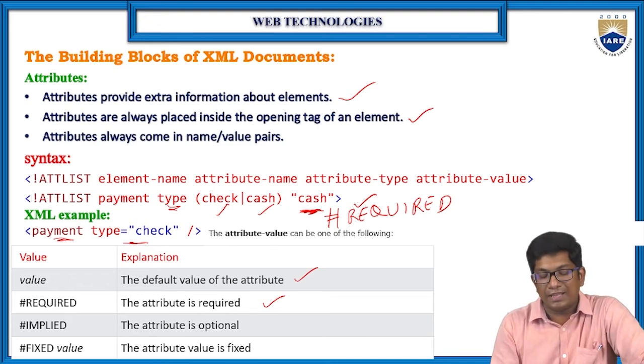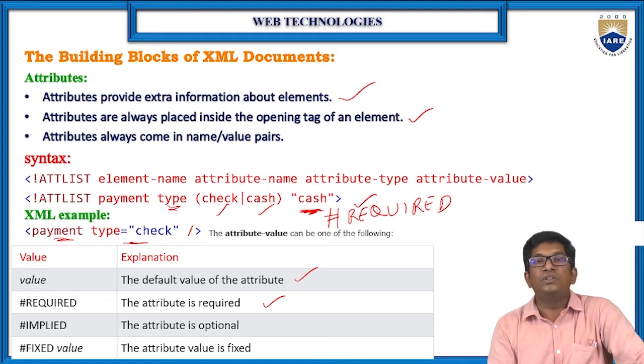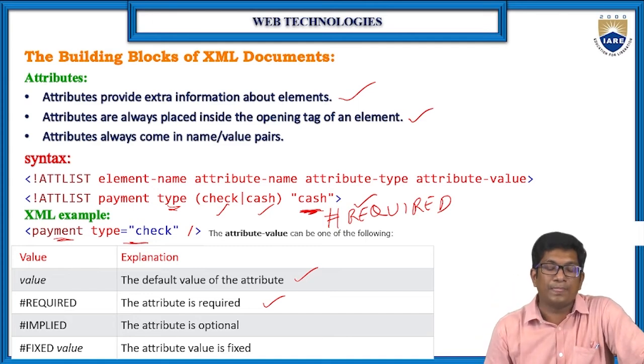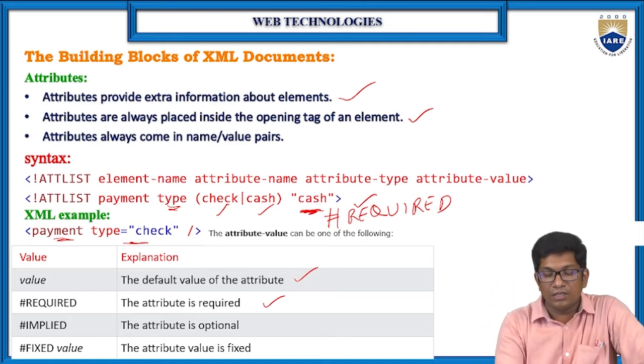#FIXED value: the attribute value is fixed. Suppose our organization is some X, so the value is fixed. Then in place of the type, in place of the cash option, you have to write #FIXED. For example, Microsoft.